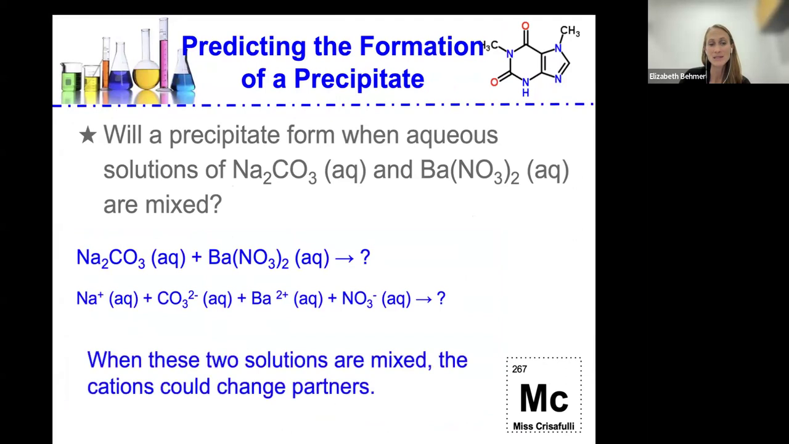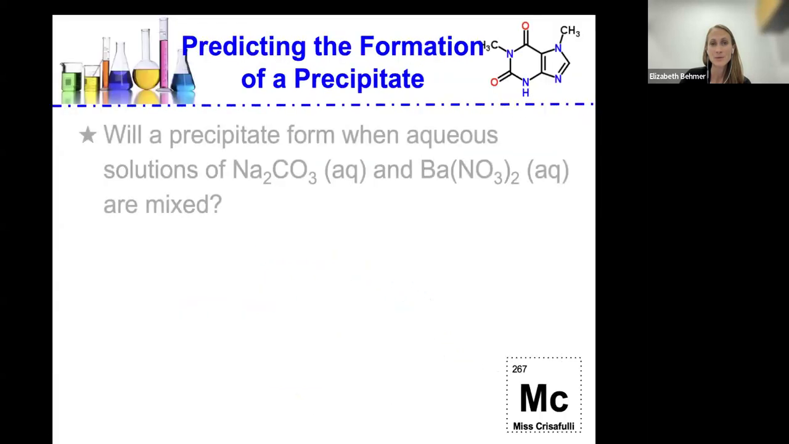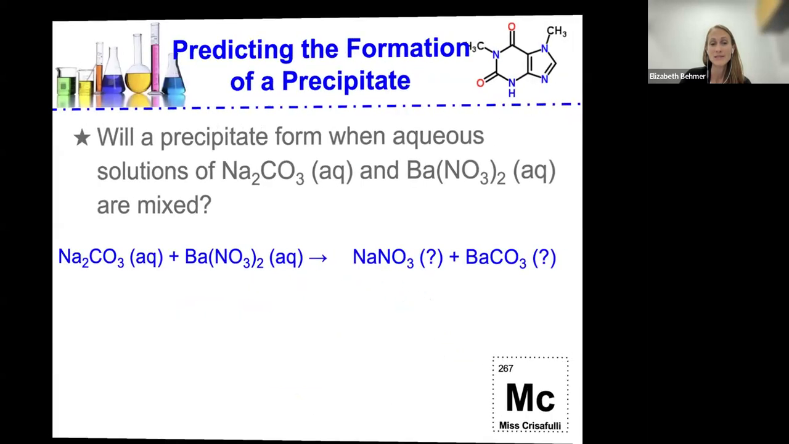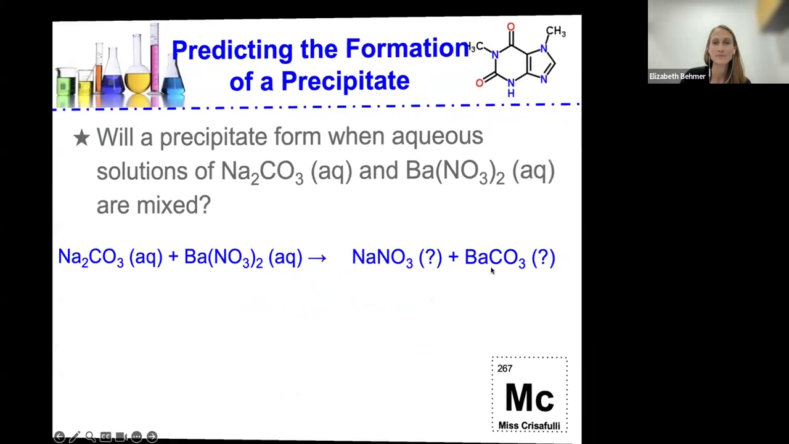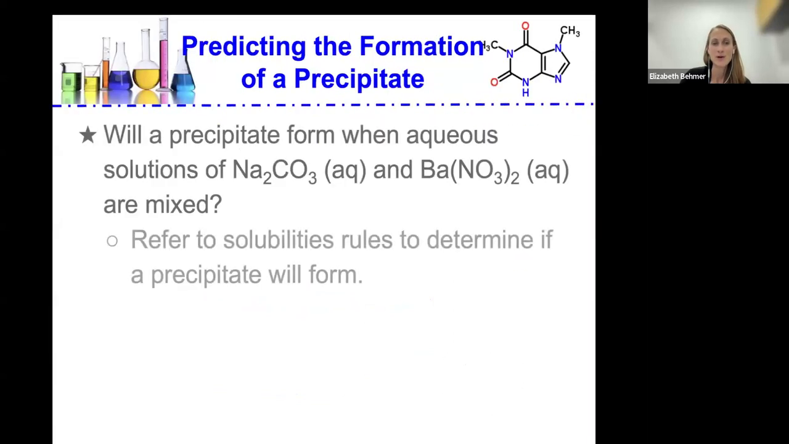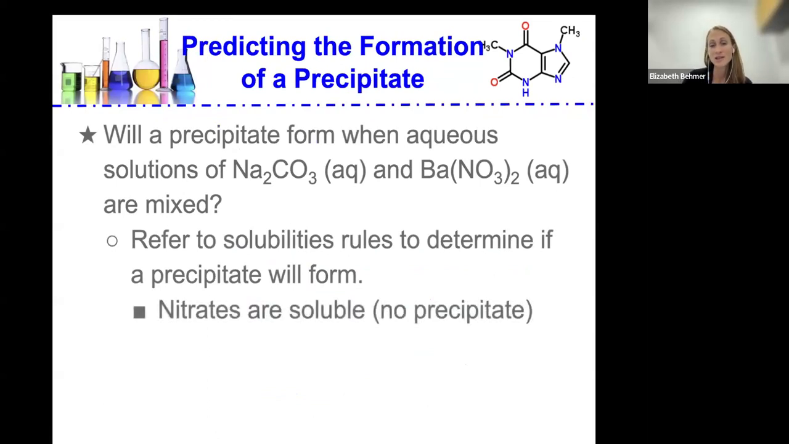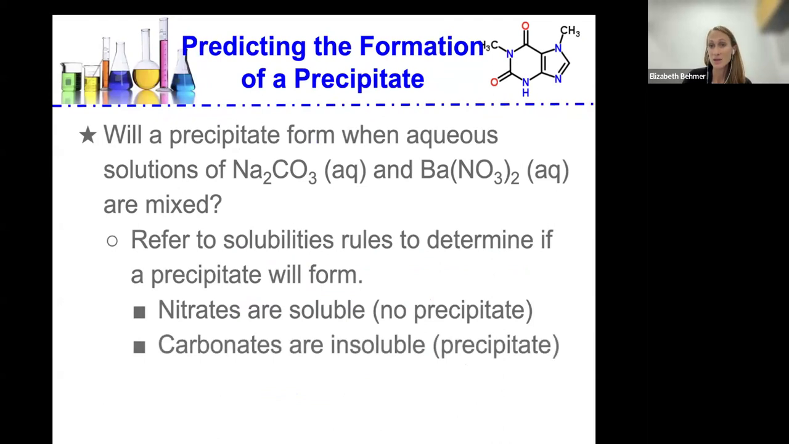When these 2 solutions are mixed, the cations could change partners. That's sodium and that barium. Will a precipitate form? When we separate everything out, we changed around the cations, and we're going to see if one of these is a solid precipitate. Refer to the solubility rules to determine if a precipitate will form. Nitrates are soluble, meaning they will dissolve in a solution, so no precipitate will form with the nitrate. Carbonates are insoluble, so a precipitate will form with that carbonate.